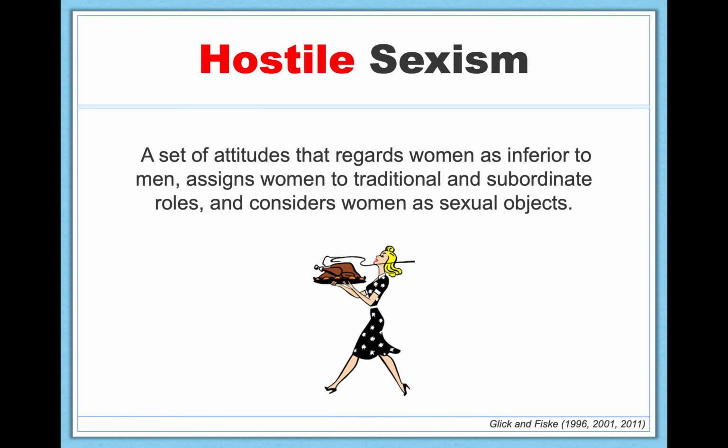So, as you can probably glean from those sample items, hostile sexism can be defined as a set of attitudes that regards women as inferior to men, that assigns women to traditional and subordinate gender roles, and also considers women as primarily sexual objects. People who score high on measures of hostile sexism, like that Ambivalent Sexism Inventory, tend to believe that women are capable of and ultimately are interested in controlling men through female sexuality or feminist ideology. Can you tell why we call this hostile?